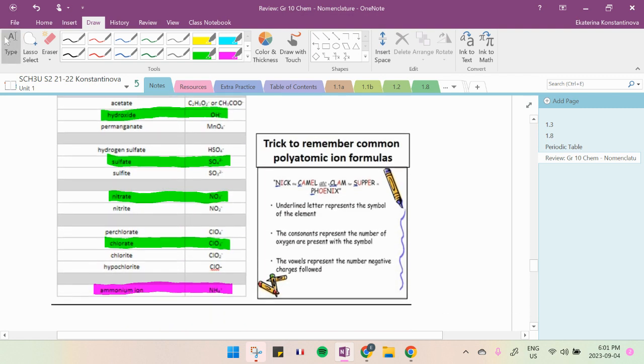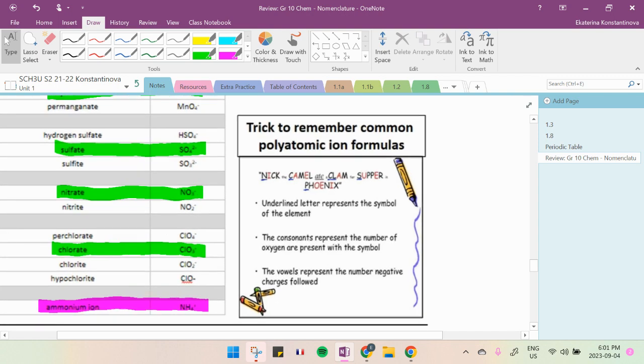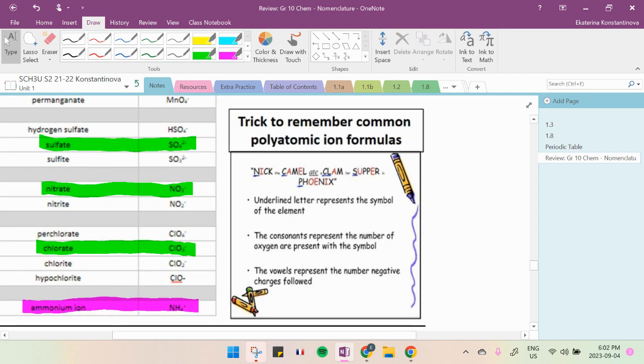Okay, so for those of you interested in finding a clever way to remember your polyatomics, if you remember the phrase, Nick the camel ate a clam for supper in Phoenix, the underlined letter represents the symbol of the element. The consonants represent the number of oxygens present with the symbol. The vowel represents the number of negative charges that follow.